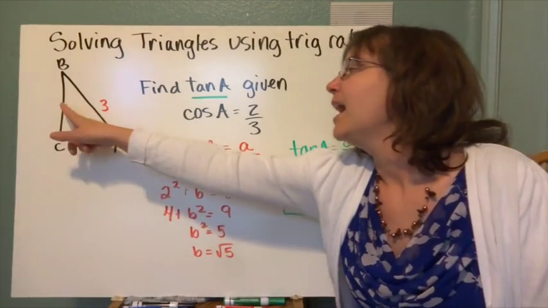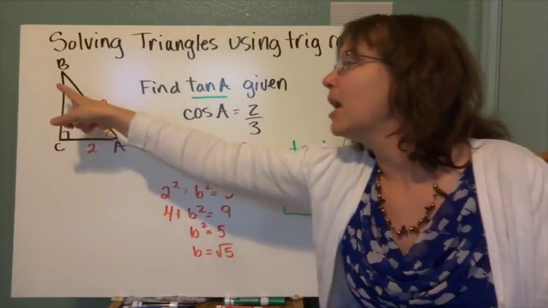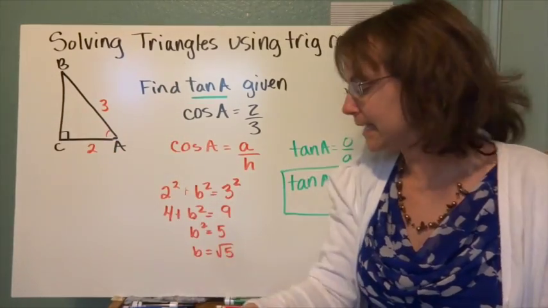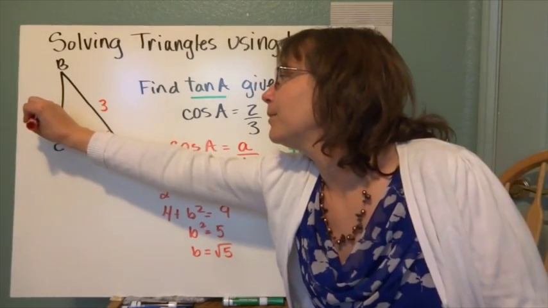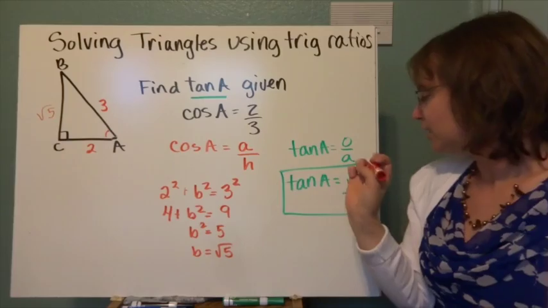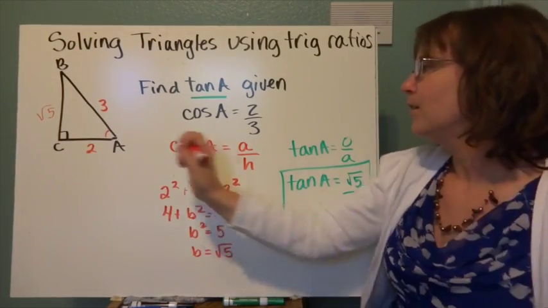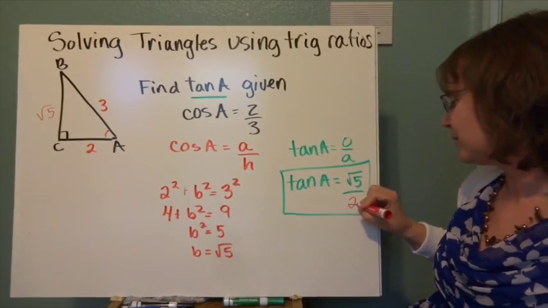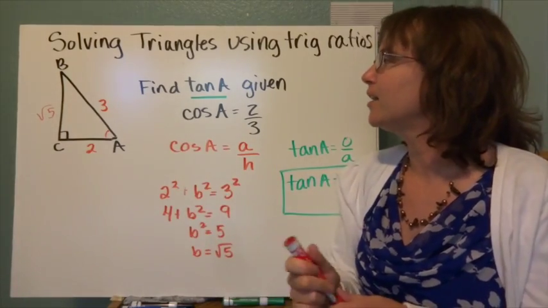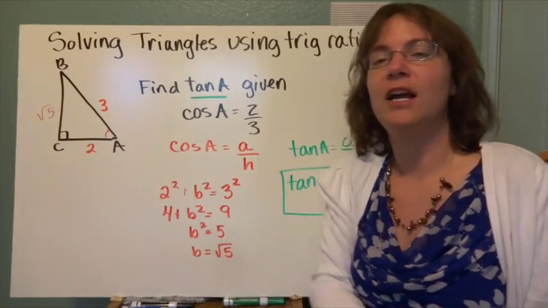And after I've got this, I can find the tangent of A. Because to find the tangent of A, I need the opposite over adjacent. Using the Pythagorean Theorem, I solved for my opposite side. This opposite side is now square root of 5. So to find the tangent of A, I just take the opposite, square root of 5, over the adjacent, 2. So tangent of A equals the square root of 5 over 2 for this triangle. You could also find the sine of A if you wanted to, and that would just be opposite over hypotenuse.